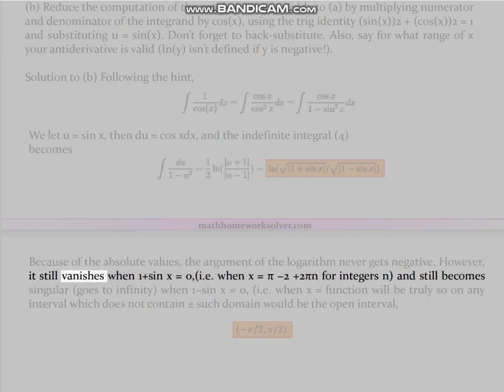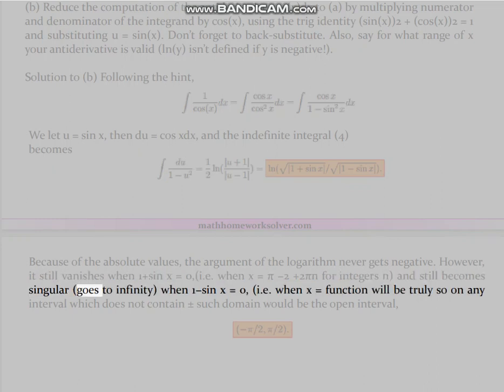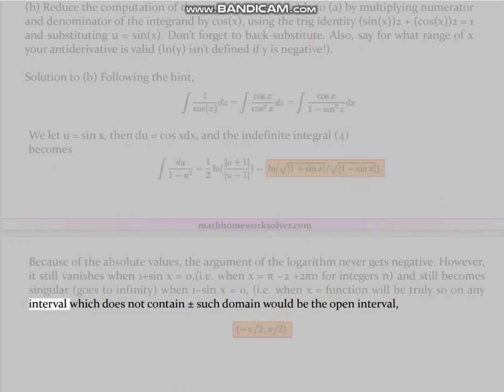However, it still vanishes when 1 plus sin x equals 0, i.e. when x equals minus pi over 2 plus 2 pi n for integers n, and still becomes singular, goes to infinity, when 1 minus sin x equals 0, i.e. when x equals pi over 2 plus 2 pi n. The function will be truly defined on any interval which does not contain plus or minus pi over 2 and so on. Such a domain would be the open interval.